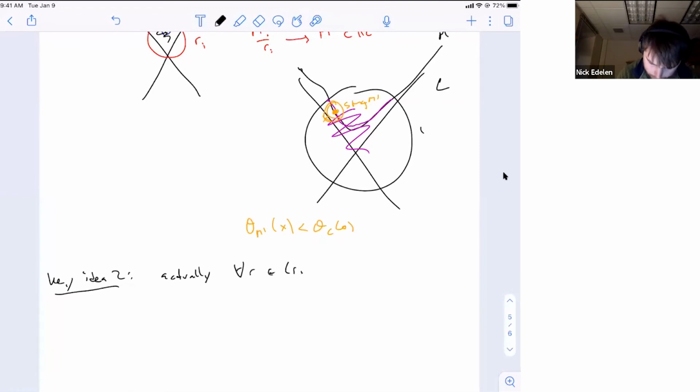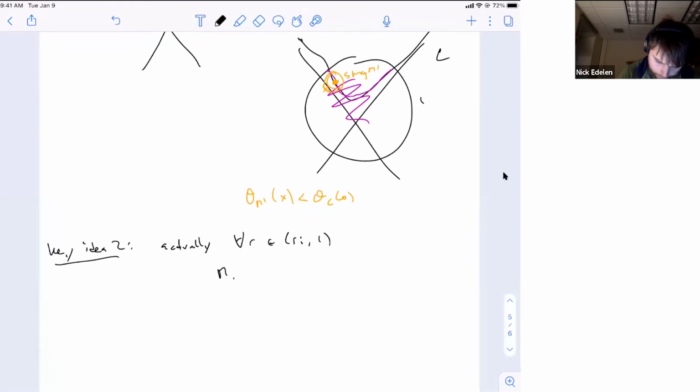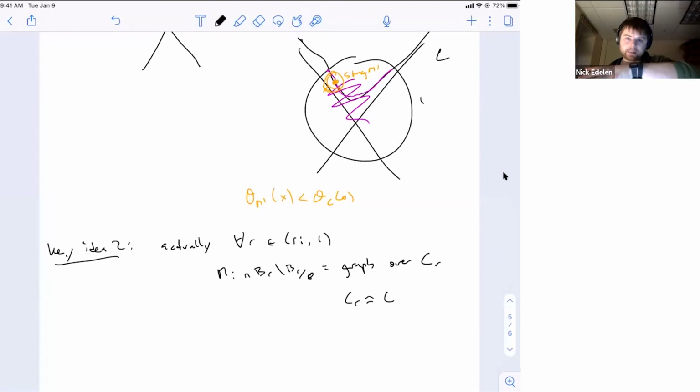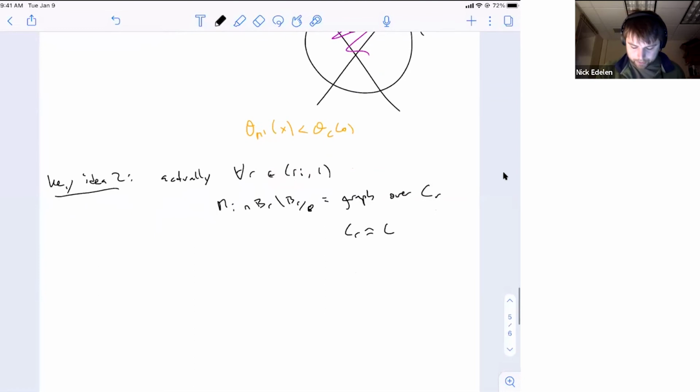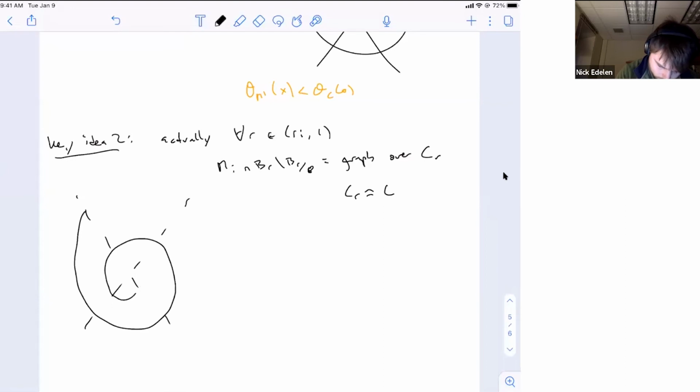for all radii between R_i and 1, that the M_i inside, let's say the ball of radius R minus the ball of radius R/8, is a graph over C_R, and C_R is some cone whose link is diffeomorphic to C and has the same density, but might not be C itself. So it could be a rotation, or it could be some maybe pathological other cone. We don't have a classification of these cones, so it could be something very weird. And so the picture is like, you could very slowly spiral like this or something.